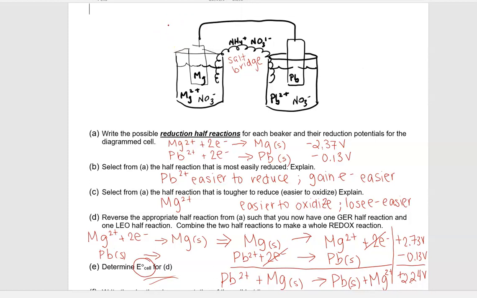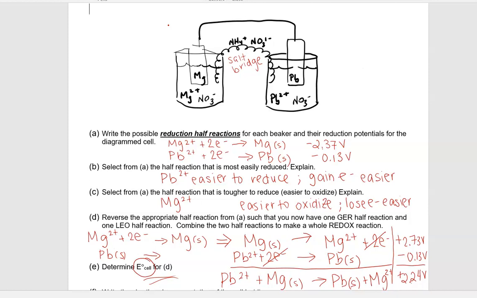Okay, so the first thing says add to the diagram the direction of electron flow, and then add to the diagram the movements of the ions in the salt bridge, and label the anode and cathode, label the positive and negative electrode, and then describe what happens. So I'm going to go through and actually label everything.